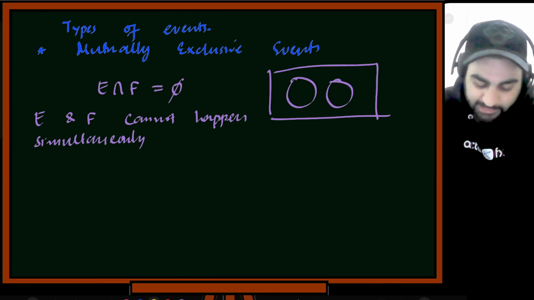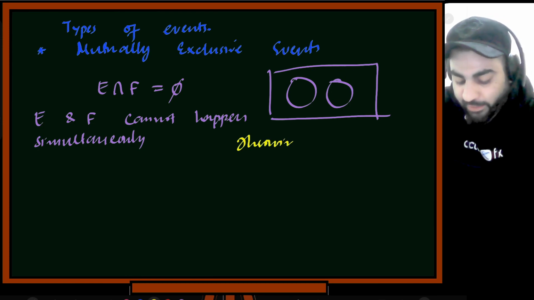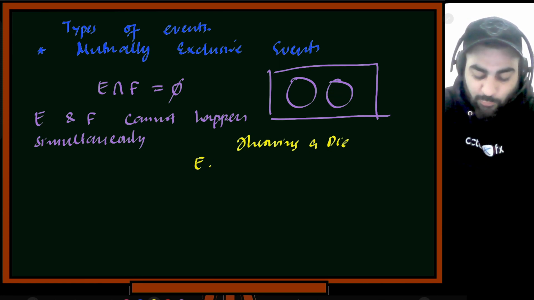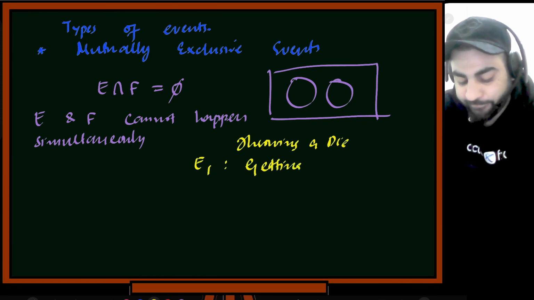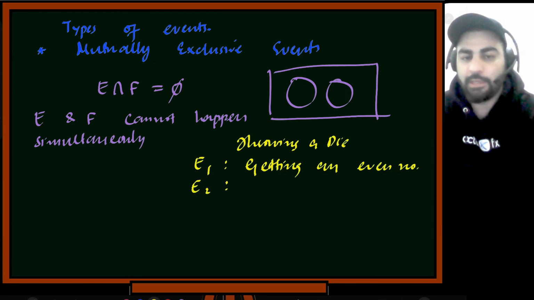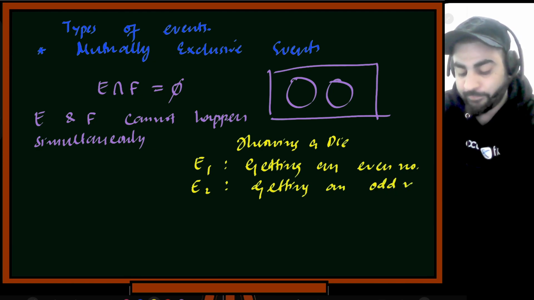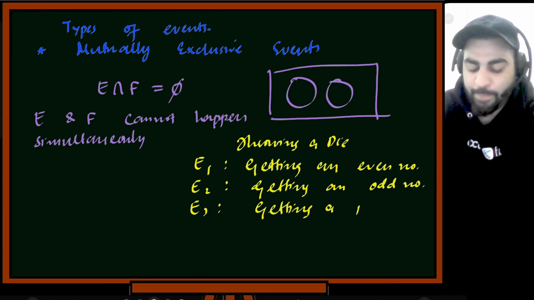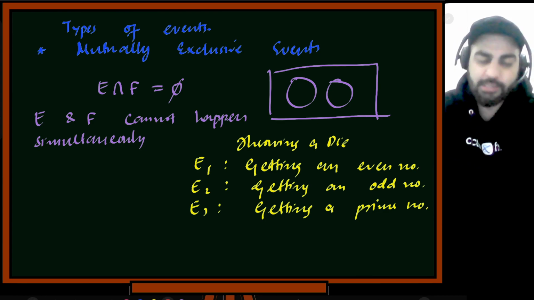Let me give you an example, and you tell me which are mutually exclusive. Let's suppose we are throwing a die once. Let's suppose E1 is our event of getting an even number, E2 is getting an odd number, and E3 is getting a prime number. Okay. So which of these events are mutually exclusive?